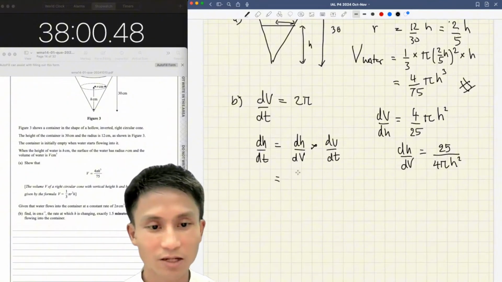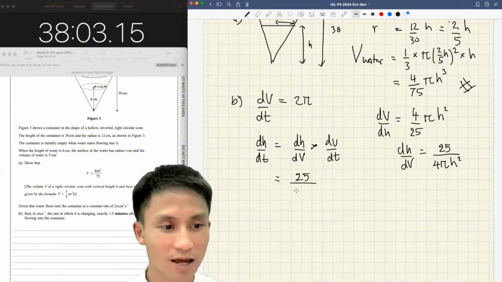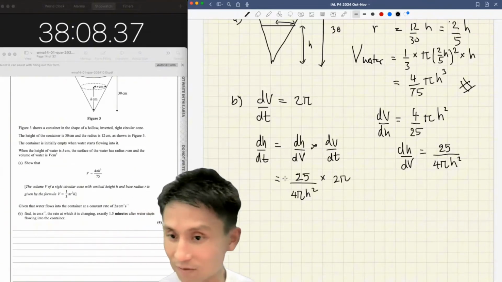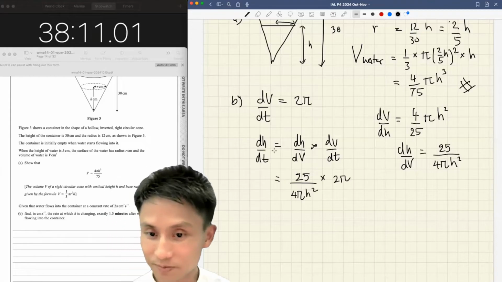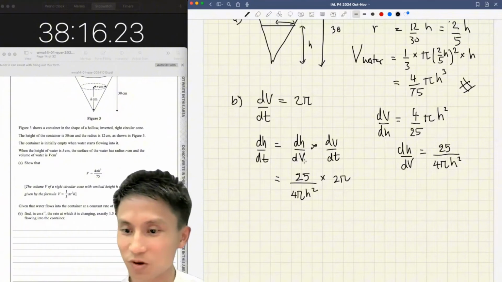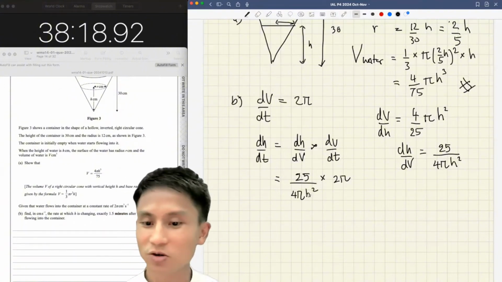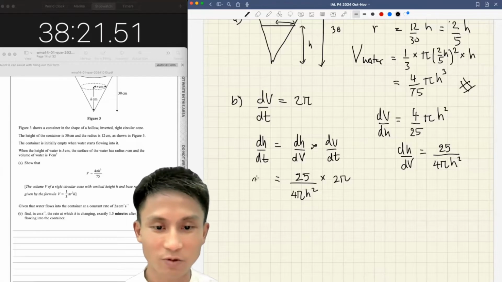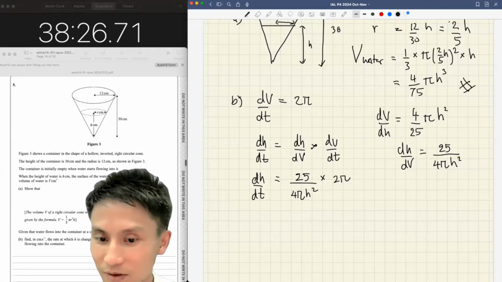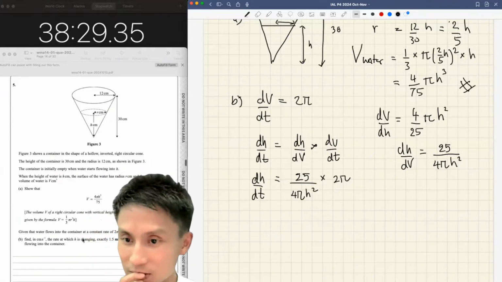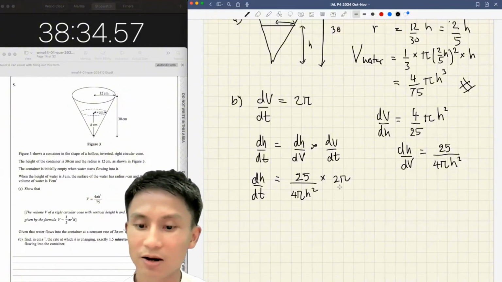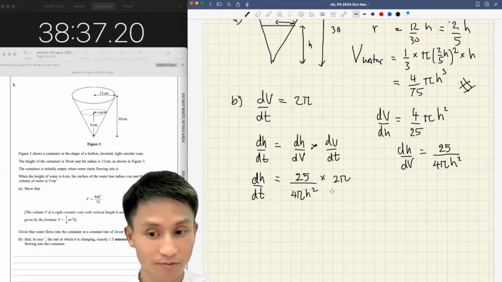So dH by dt, we can find it to be that first multiplied by 2 pi, because we're already given dV by dt. Now it says 1.5 minutes after water starts flowing. We need to use that information to find H, so that we can plug it in here and find dH by dt as required. I'm thinking of how to do that. The time given there can be used to determine the volume.